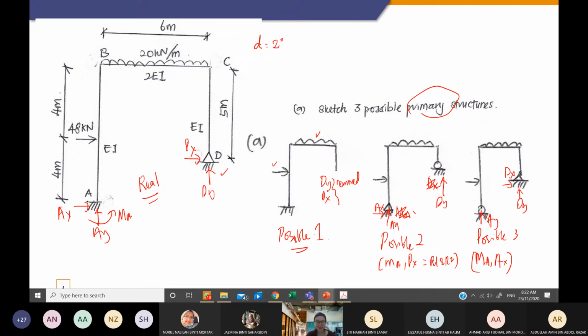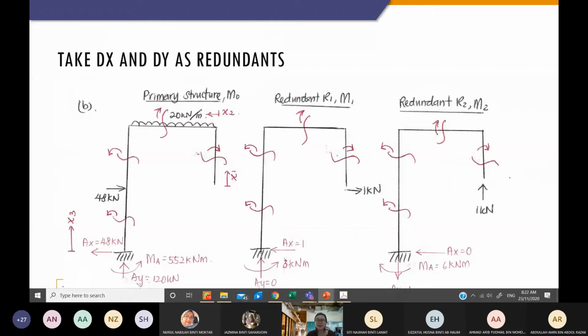In case the redundants have been given to you, you need to follow exactly as instructed. So now let us start with solving B, where we need to solve for the redundant forces. So we need to create a primary structure.